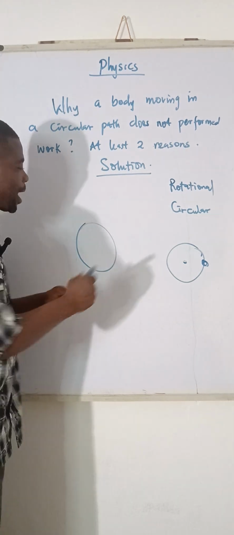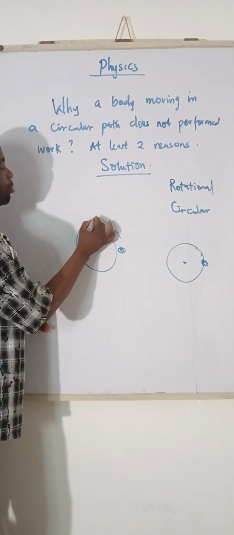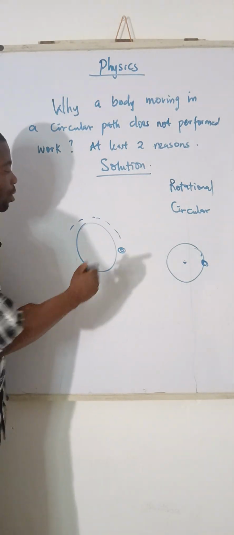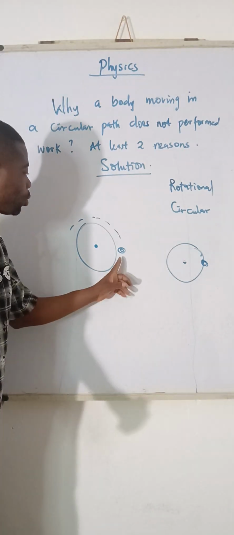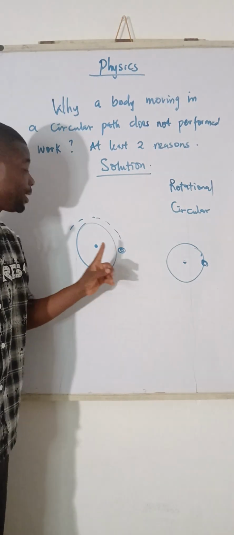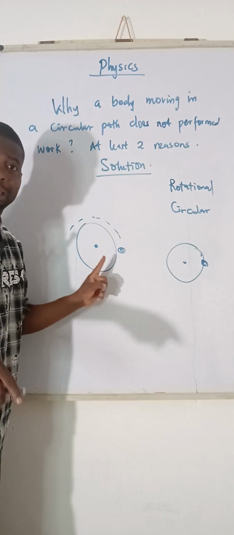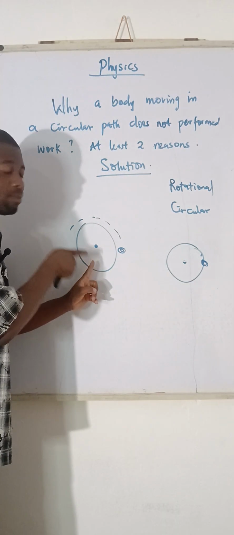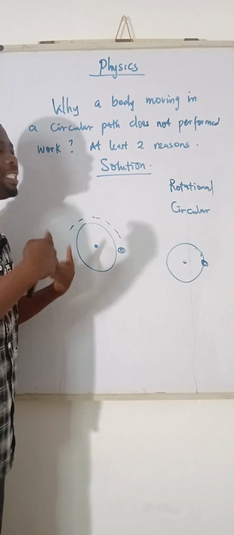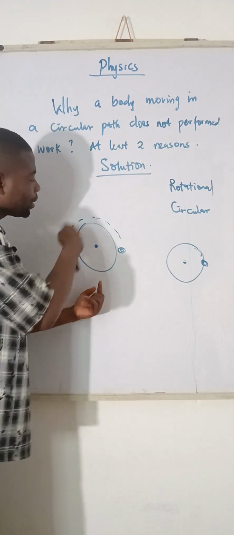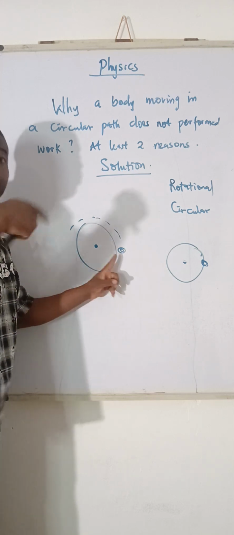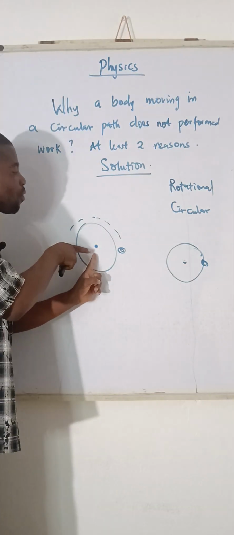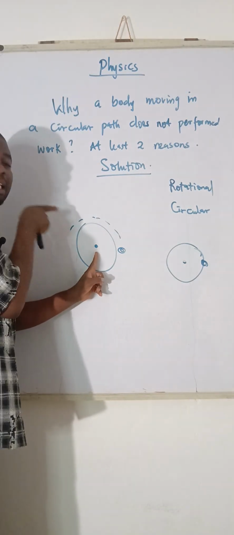But if a body is revolving round another body, let's say here is a roundabout, and a body is rotating or moving round it. Now, the center of this circle is not owned by the body. The center of this circle is owned by the circle itself, not the body. In that case, we say the motion of this body is a circular motion. So circular motion happens when the body moving around the circle does not produce the center of the circle.